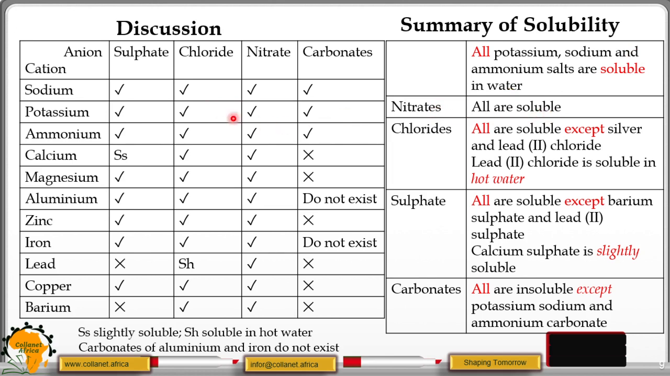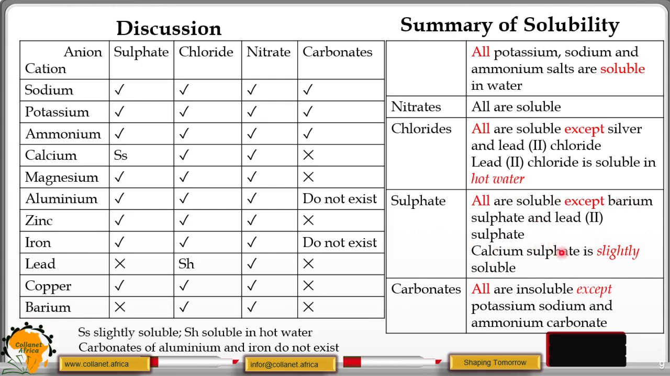Nitrates are all soluble. If you look at that table, you can see they all have ticks. Chlorides are all soluble except silver and lead chloride. Lead chloride is soluble in hot water. That's the chlorides. All sulfates are soluble except barium sulfate and lead sulfate.